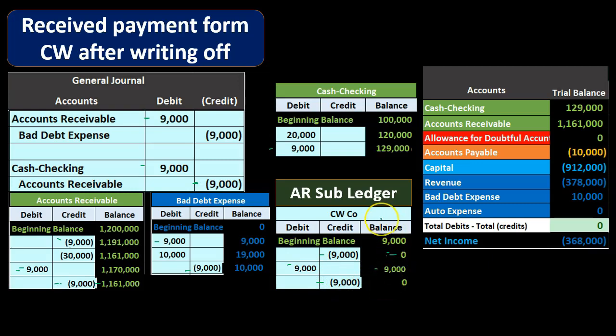So if we look at the subsidiary ledger, remember that this would be a subsidiary ledger with every account for every customer. However, we're just looking at CW's subsidiary ledger. They had 9,000 owed to us. We wrote it off in the past prematurely. We should not have done so because this was still a good customer. They just paid late, very late apparently.